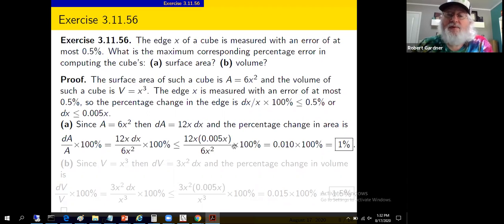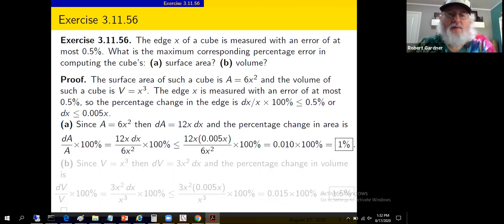The x squares all cancel out. You crunch the numbers and get the percentage out of the way, and crunch through that, you get 1%. So we're getting a 0.5% error in measuring the length of a side corresponds to up to a 1% error in measurements of the surface area of that cube.